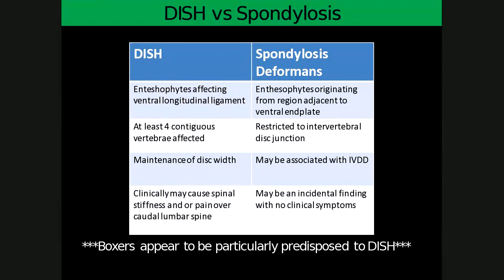With DISH, there's maintenance of the intervertebral disc width, which means that the discs themselves are not diseased, whereas spondylosis might be associated with narrowing of the disc space and thus intervertebral disc disease. DISH clinically might cause spinal stiffness and pain, whereas spondylosis might be an incidental finding without clinical symptoms. And this is because with DISH, because of this long flowing bone, it may cause clinical signs at the first intervertebral disc space that's not affected because of abnormal stresses placed on the disc space by essentially almost a fused spine, if we can call it that.